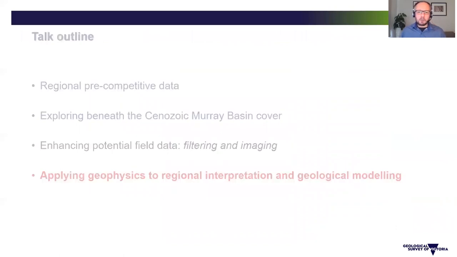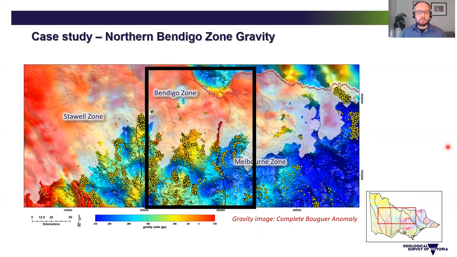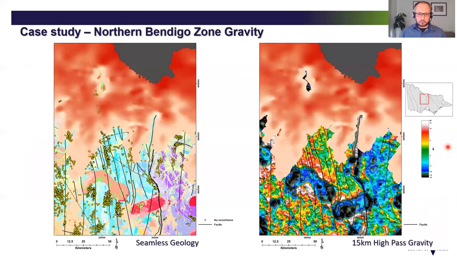So how do we go about applying all these data sets and techniques to our interpretations? I'll just run through a couple of examples. In the Northern Bendigo zone here, we've got our geology on the left with the interpreted faults and gold occurrences. Again, you can see they correlate and are associated with these deep crustal faults, these west dipping faults.